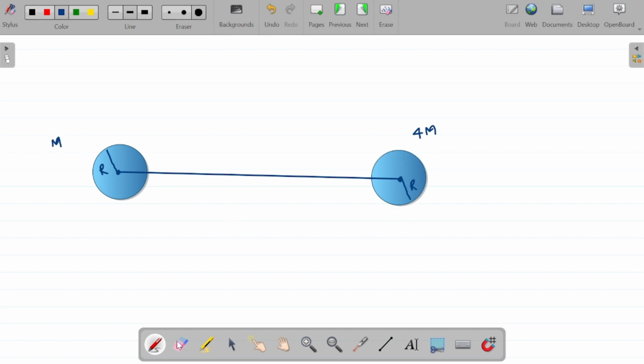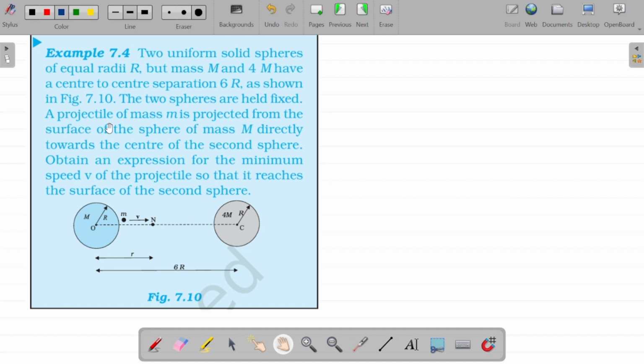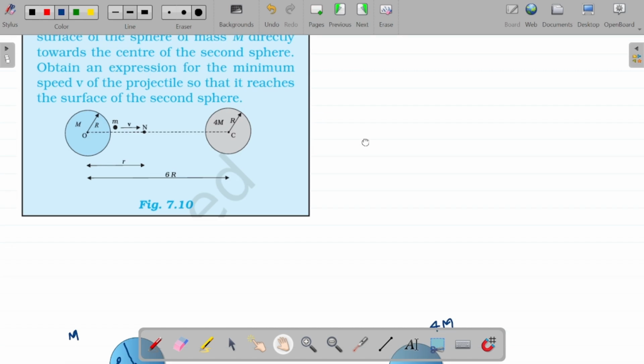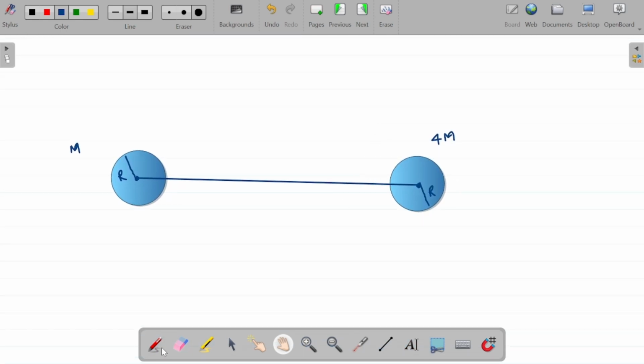Now, what is the question? A projectile of mass m is projected from the surface of the sphere of mass M, here we have a small m, here capital M, directly towards the center of the second sphere. Obtain an expression for the minimum speed of the projectile so that it reaches the surface of the second sphere. So we have to obtain the escape speed in this case. We have two spheres here, so the projectile will experience two different gravitational potential fields.